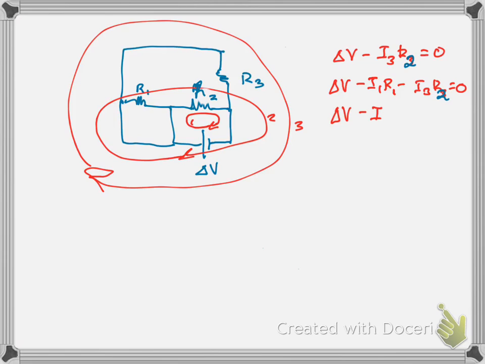Loop number 3: minus I3... Oops, okay, hold on. Boom, boom, boom. This was I2 R2, I2 R2. And then I3 R3 equals 0.